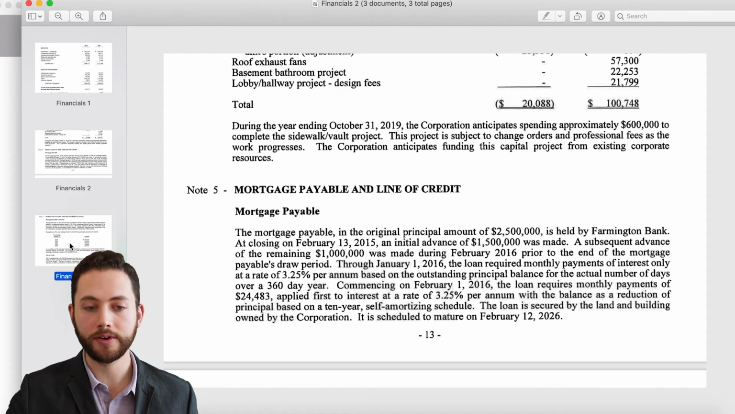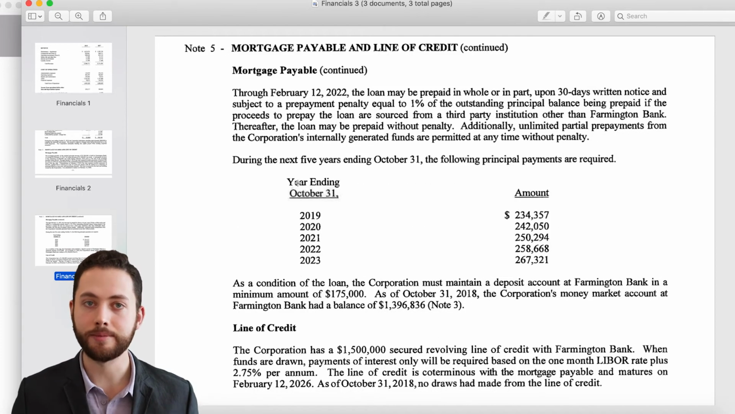If we go further down, another snapshot from that same note, we see that there's also a line of credit. So they have a $1.5 million line of credit, and whenever they draw down the funds, the interest rate is 1 month LIBOR plus 2.75%.